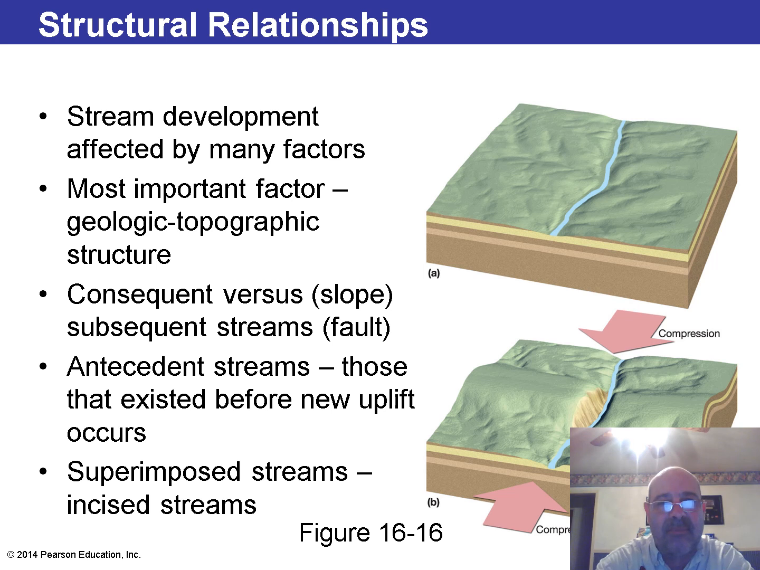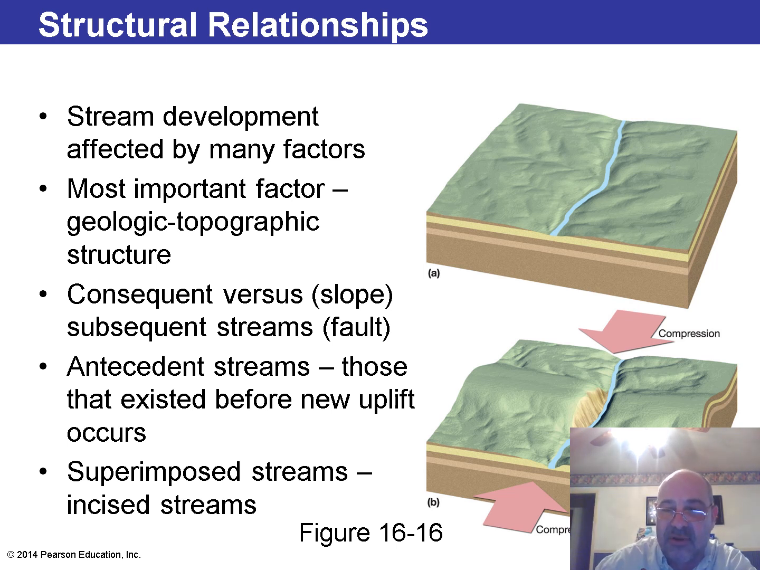So stream development, structural relationships. Stream development is affected by many factors. One is topologic, one is geographic. The most important factor is the geologic and topographic structures. Consequent versus slope and subsequent versus fault. So consequent streams means that the slope is dictating what's going on. Subsequent streams means a fault line is dictating what's going on.